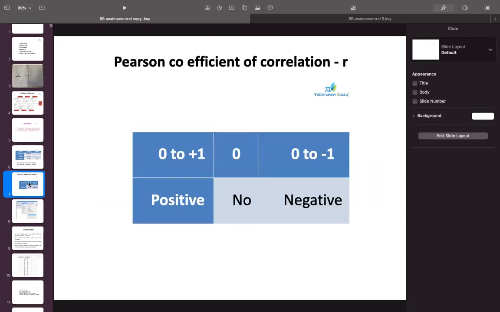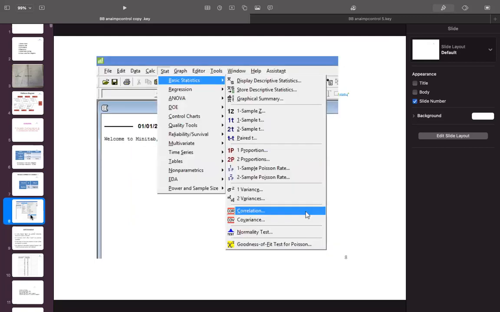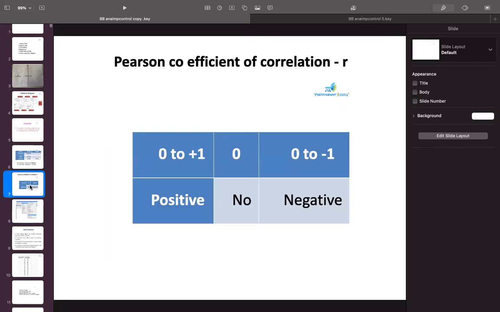How to do that? For that, you need to get something called R value. So if the R value is 0, there is no correlation. If it is 0 to -1, it is negative correlation. 0 to +1, it is positive correlation. How to get this R value? You can go in Minitab. We go to the option Stat, Basic Statistics, select Correlation. When you select correlation, you will get R values, and based on the R value, you have to select whether it is positive correlation, negative correlation, or there is no correlation.